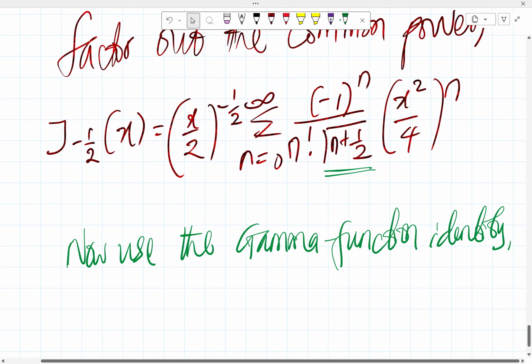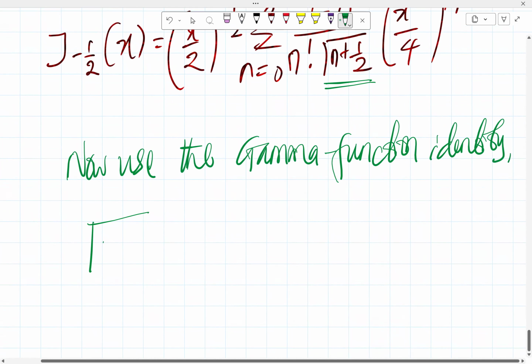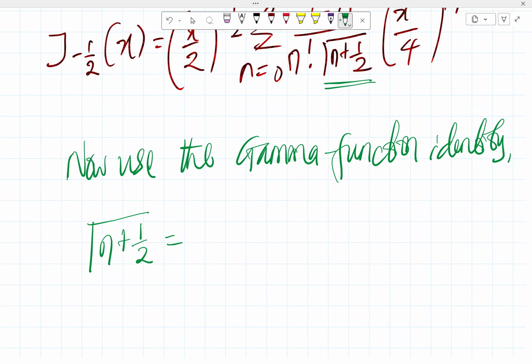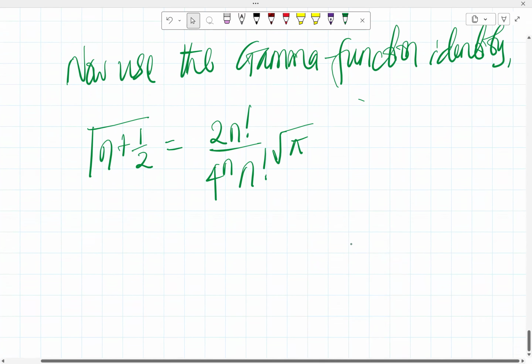Okay, let's do this separately. So we know that gamma n plus 1 over 2 would have to be 2n factorial all over 4 raised by n factorial square root of pi. So we have that. So in that case, we have another n factorial down there normally.